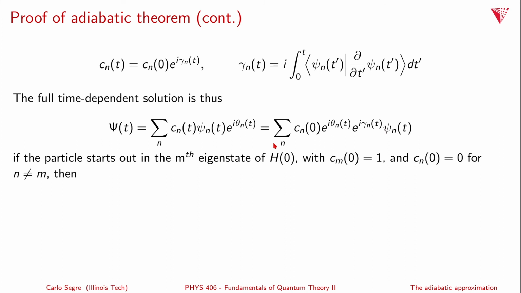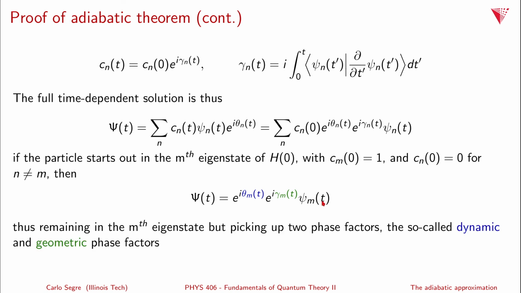So if the particle starts out in the mth eigenstate of h at time equals 0, with c sub m at time equals 0 equal to 1, and c sub n at time equals 0 equal to 0 for all values of n not equal to m, then we can write the wave function psi of t is equal to e to the I theta sub m of t, e to the I gamma sub m of t, times psi sub m of t.